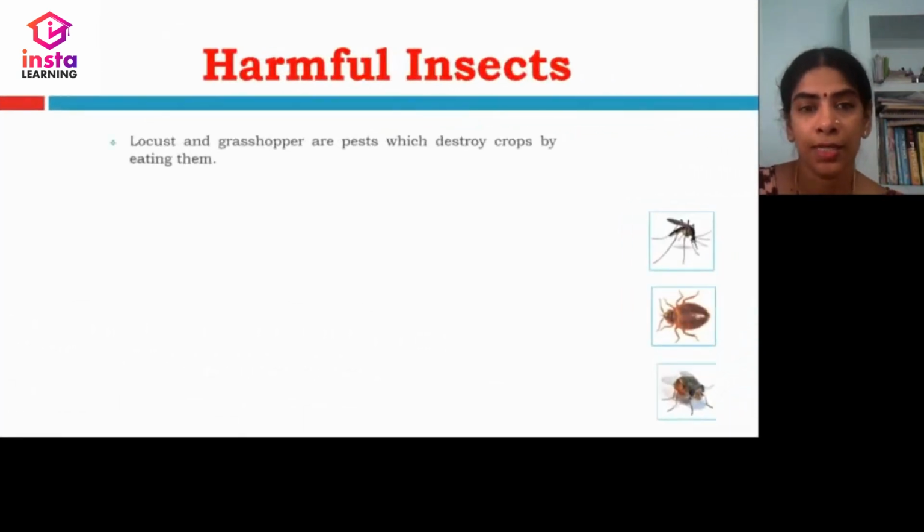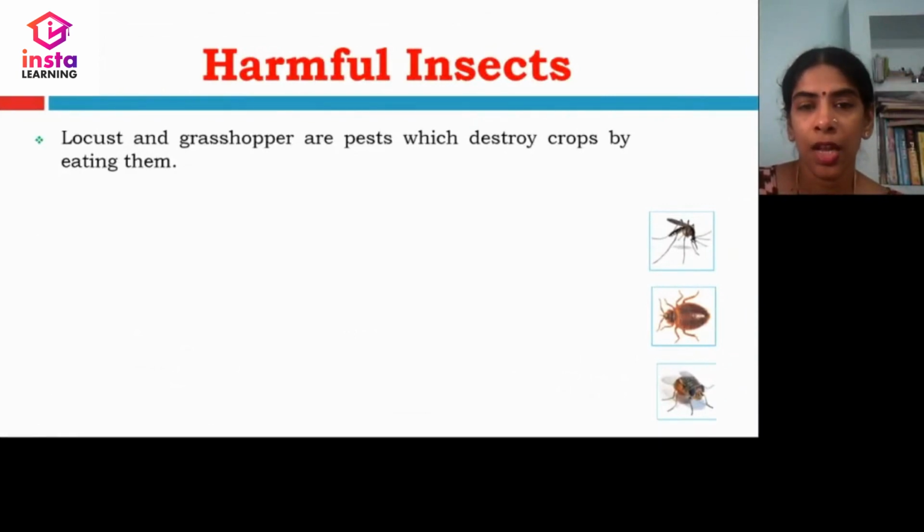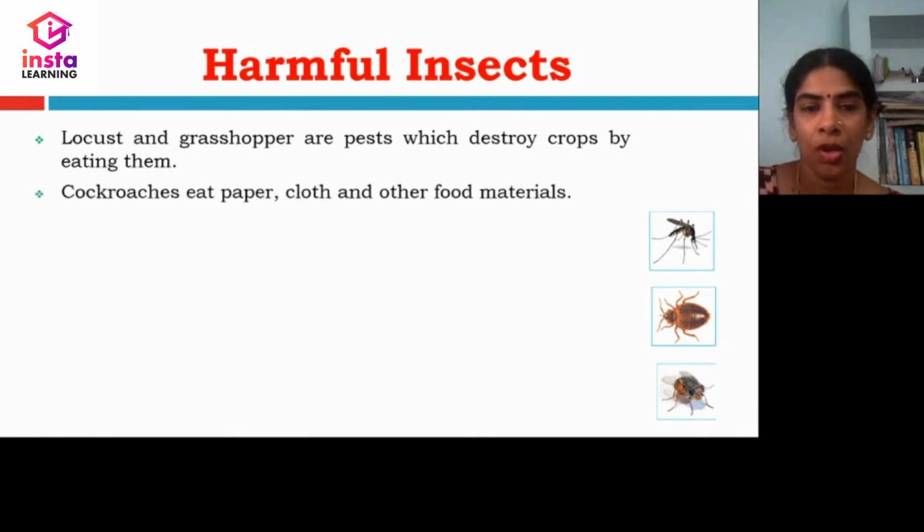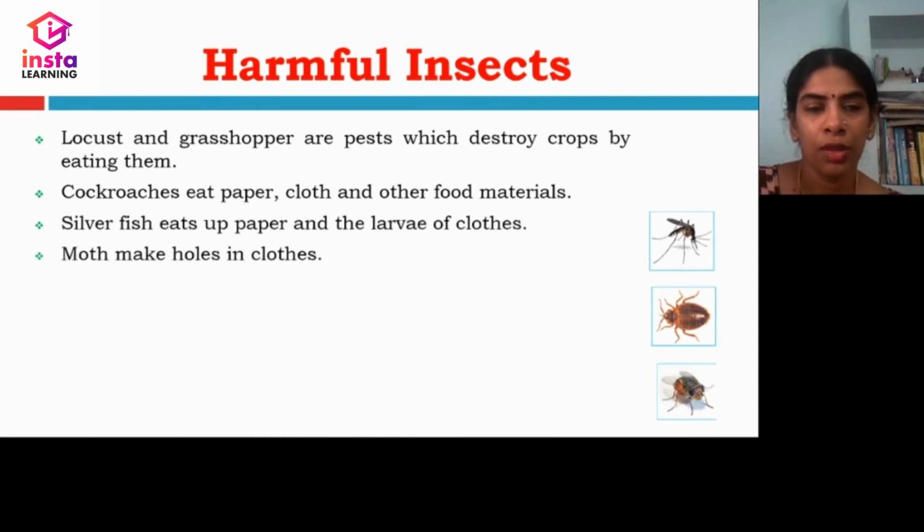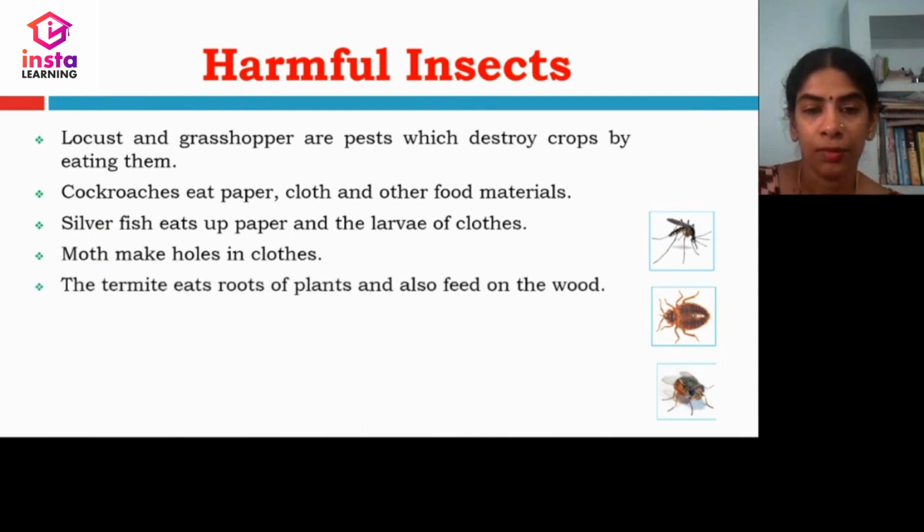Harmful insects. Locusts and grasshoppers are pests which destroy crops by eating them. Cockroaches eat paper, cloth, and food materials. Silverfish eat up paper and the larvae of clothes. Moths make holes in clothes. Termites eat roots of plants and feed on wood.